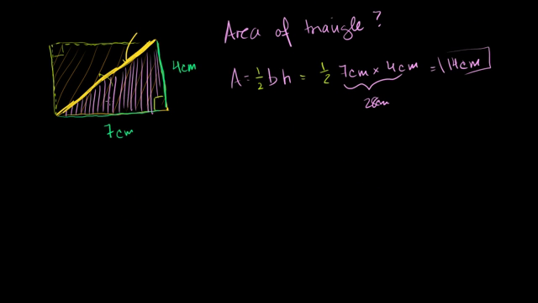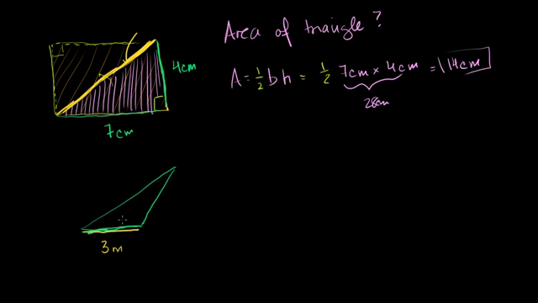Let's say I have a triangle that looks like this. This was a very special case that I drew to make it look like half of a rectangle. But let's say we had a triangle that looks like this. It's a little bit more skewed looking like this. And let's say that this distance down here is 3 meters. That distance is 3 meters.